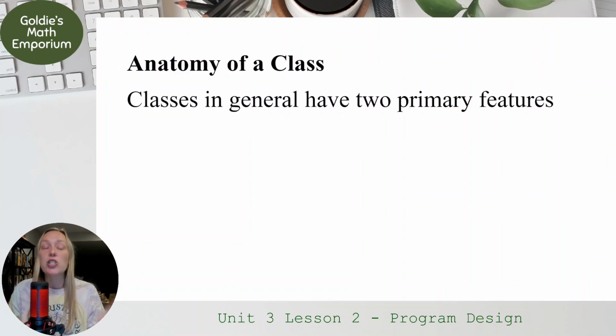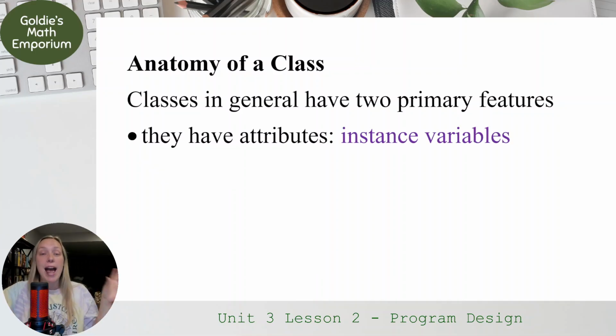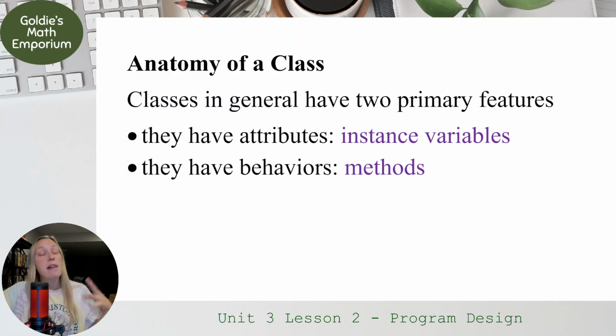So, anatomy of a class. Remember, in general, classes themselves have two primary features, right? They have attributes, which we call instance variables, and they have behaviors, which we call methods, okay? So a class as a template for an object is going to have attributes and behaviors.